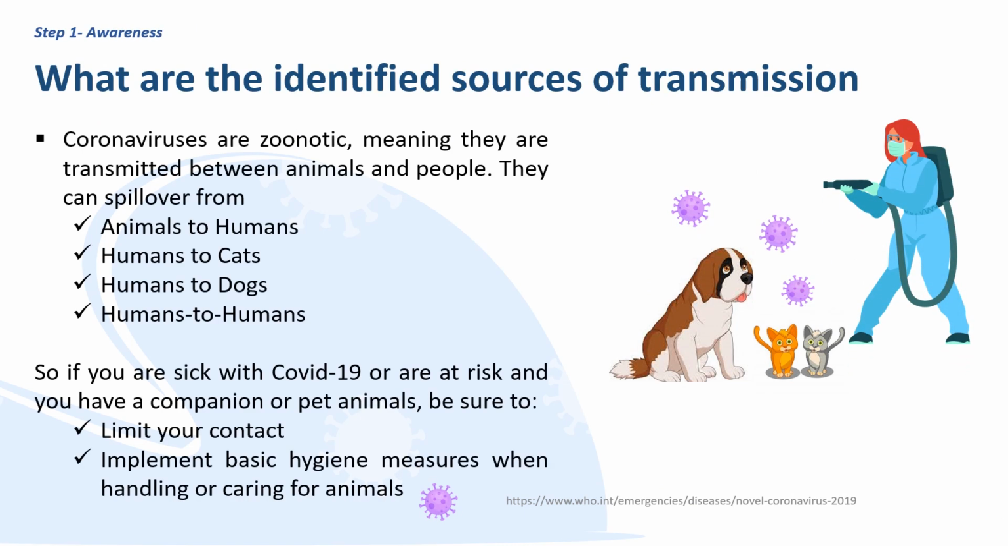What are the identified sources of transmission? Coronaviruses are zoonotic, meaning they are transmitted between animals and people. They can spill over from animals to humans, humans to cats, humans to dogs, humans to humans. So if you are sick with COVID-19 or are at risk and you have a companion or pet animals, be sure to limit your contact. Implement basic hygiene measures when handling or caring for animals.